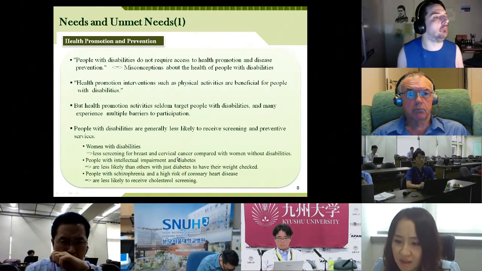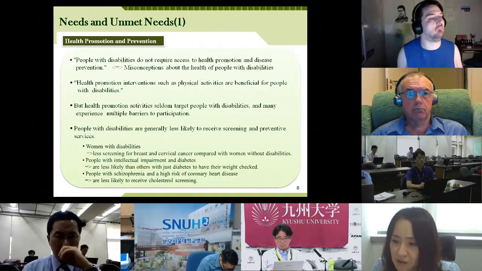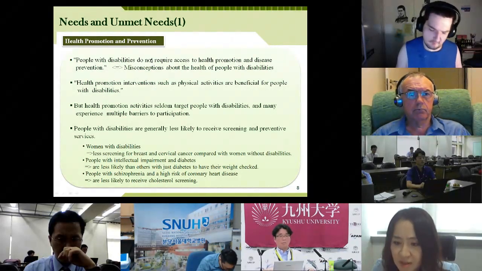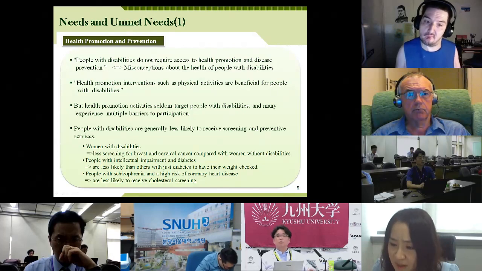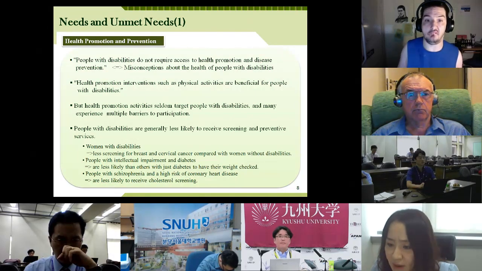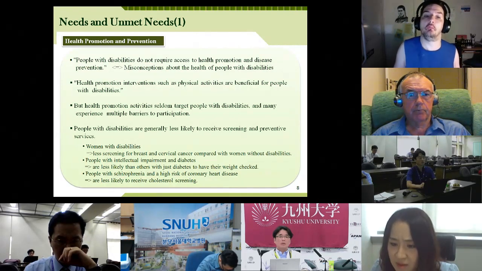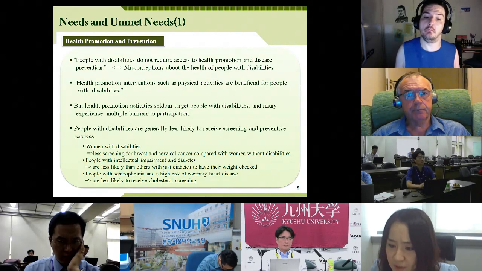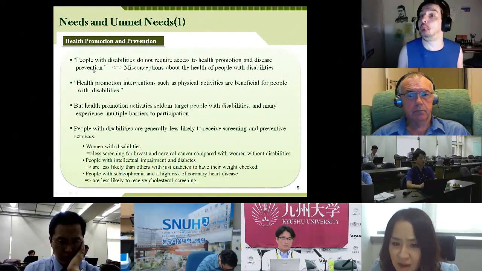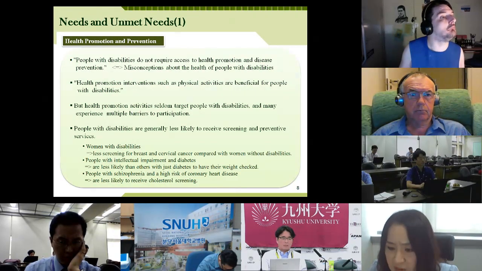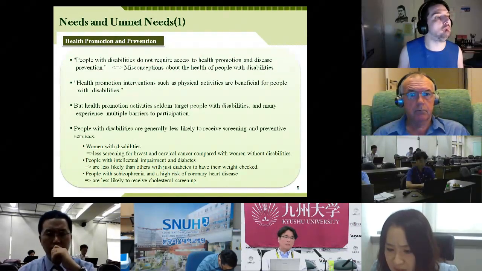And these unmet needs exist across the spectrum of health services: promotion, prevention, and treatment. Misconceptions about the health of people with disabilities have led to assumptions that people with disabilities do not require access to health promotion and disease prevention. But evidence shows that health promotion interventions, such as physical activities, are beneficial for people with disabilities. But health promotion activities seldom target people with disabilities, and many experience multiple barriers to participation.